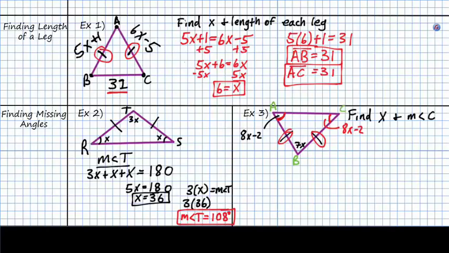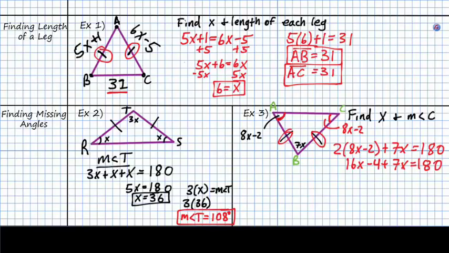So then I can go to my angle sum theorem, and I can say 2 times (8x minus 2) plus 7x is equal to 180 degrees. And this is just a shorter way of writing (8x minus 2) plus (8x minus 2), right? That's where multiplication is helpful to us. So then we can say 16x minus 4 plus 7x is equal to 180.